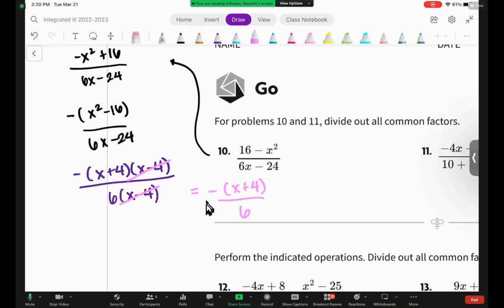Now, people play with this negative. You can put it out in front. You can put it on the numerator. You can put it on the denominator. It'll all be the same. But that's all you have here.